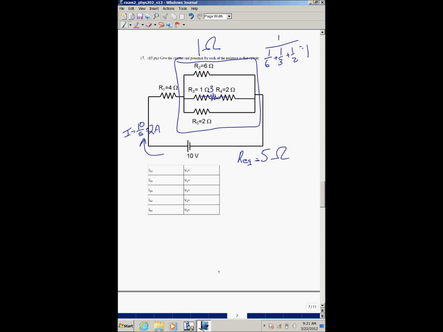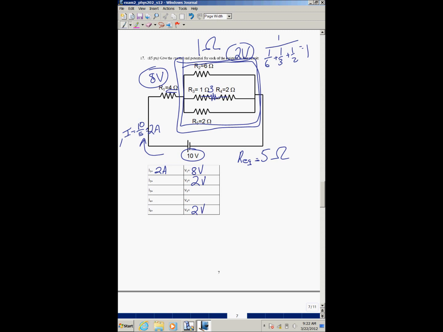So that current, which is the total current going through the circuit, is also the current going through R1, so it's 2 amps. And then V1 is just going to be the current, 2 amps, times 4 ohms. That's 8 volts. Now, if I have 8 volts here, that means that across this whole parallel branch, I must have 10 minus 8, or 2 volts. So my total's 10. If I have 8 here, I have to have 2 here. Alright, so that means that V2 and V5, V2 is 2 volts, V5 is also 2 volts.